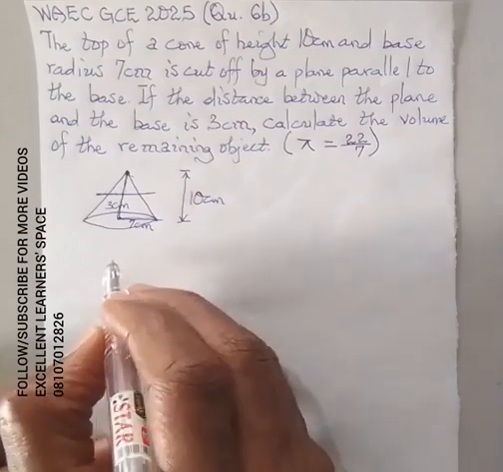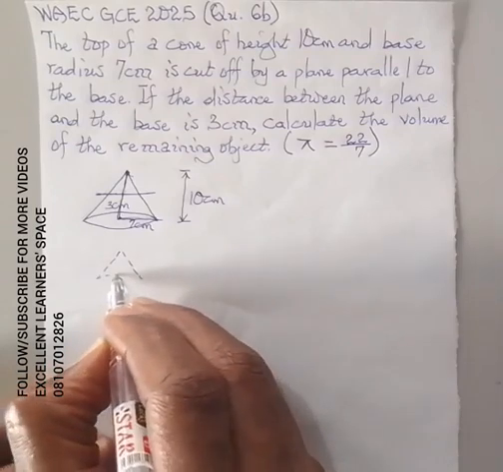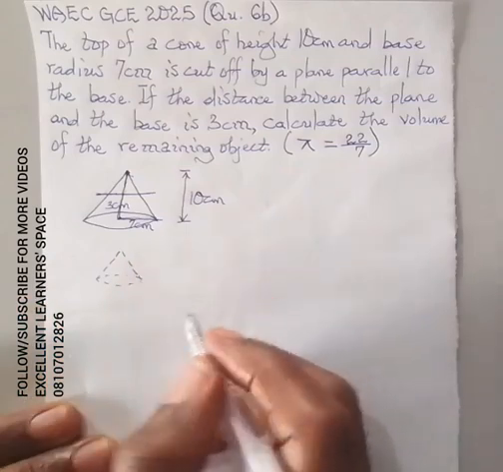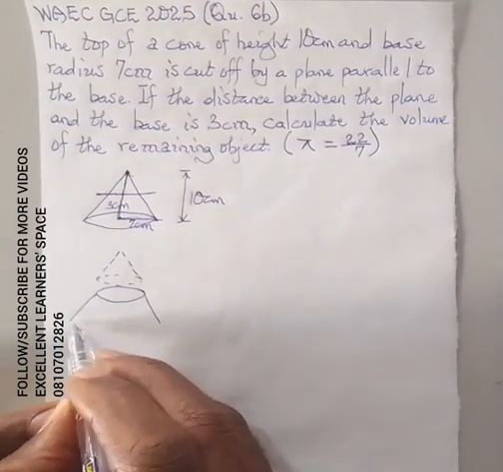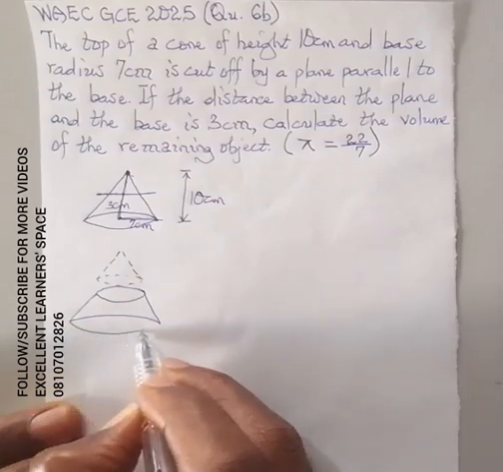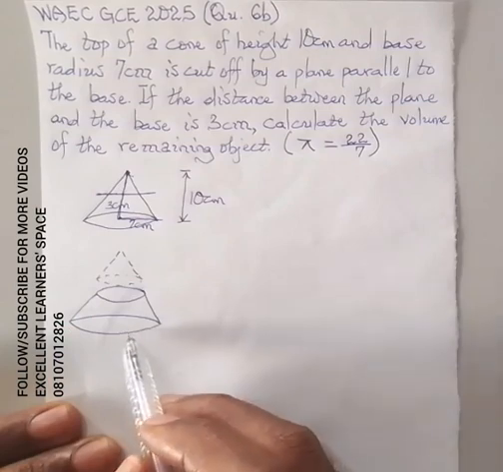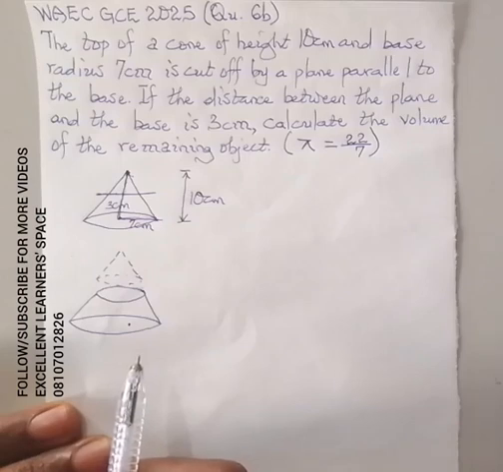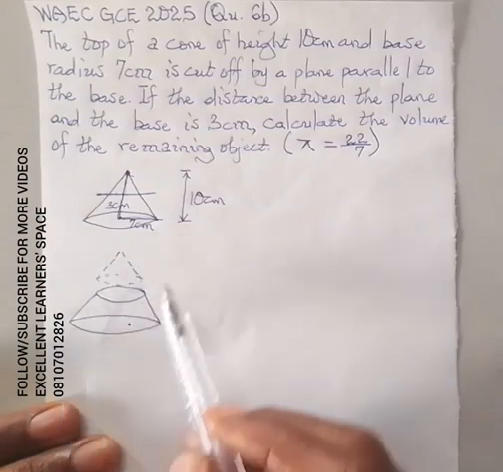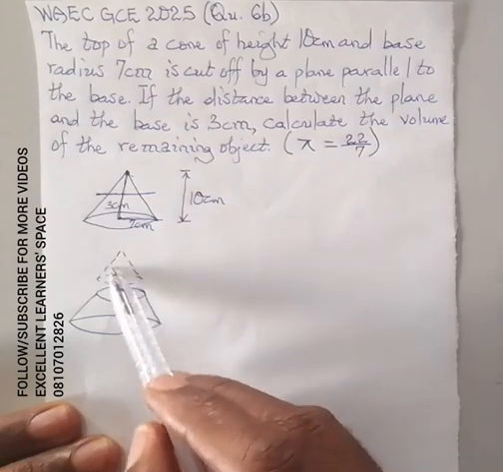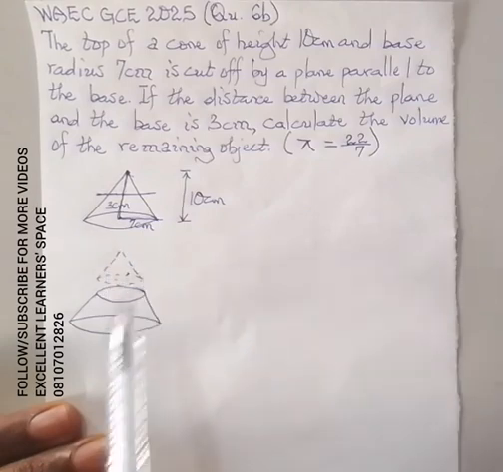If I cut off this top part, let's say I have a representative sketch here. I cut off this top part of the cone to now have this bottom part left. Now how do I get the volume of this remaining part? I need to get the volume of this whole cone, then subtract the volume of this cut off part to get the volume of this part. But to find the volume of this, I don't have the height, I don't have the radius yet.